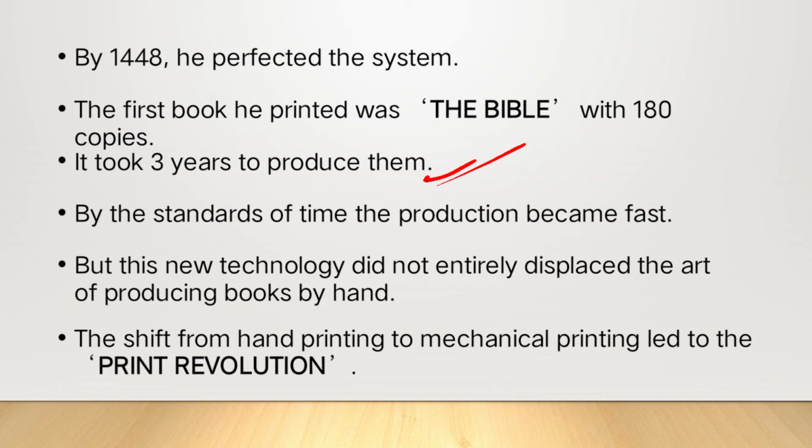He was able to come out with the first book ever to be printed in the world, the Bible, the Holy Book, with 180 copies. It took 3 years to produce them. By the standards of the 15th century, production became very fast comparatively, and this is the new technology of Johannes Gutenberg, the German inventor.